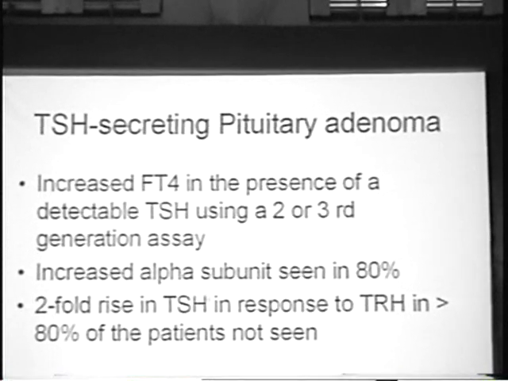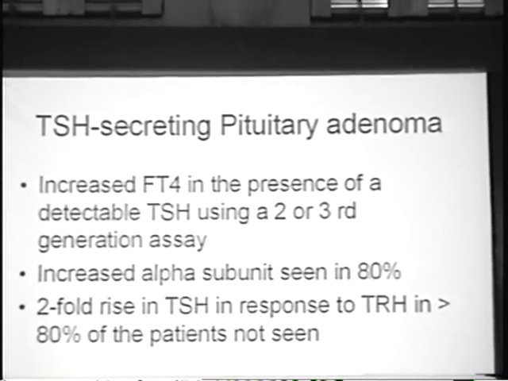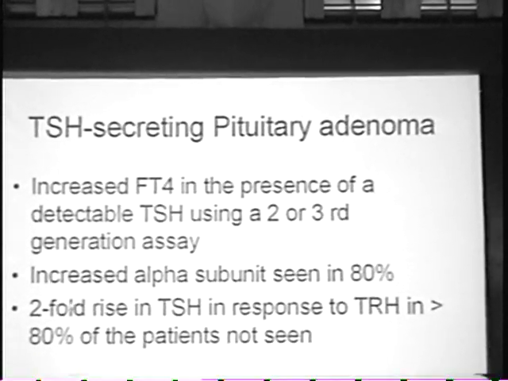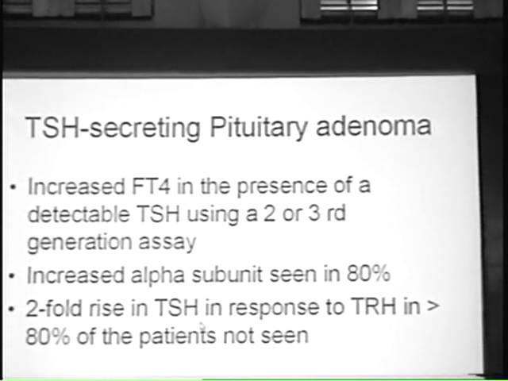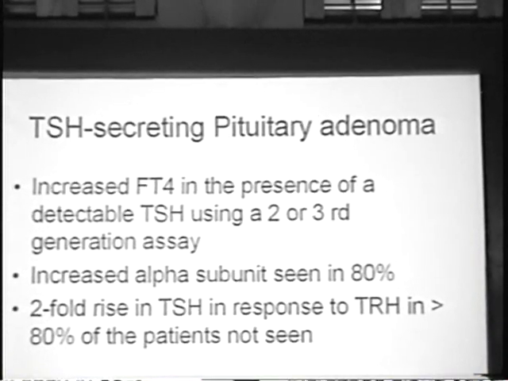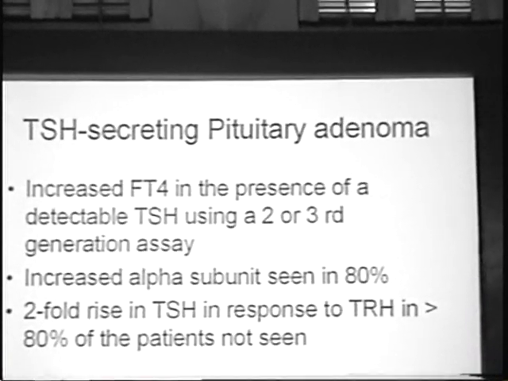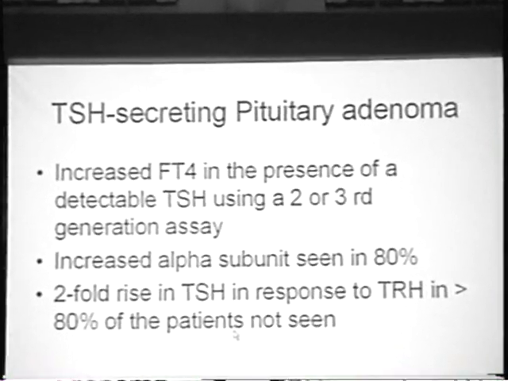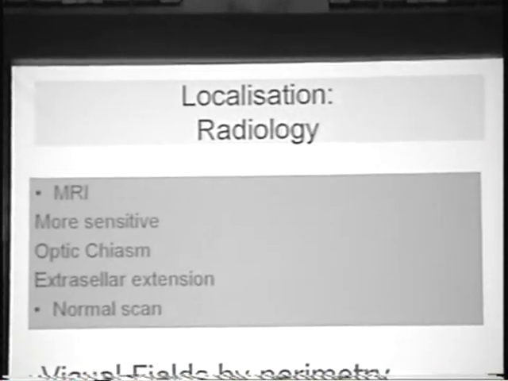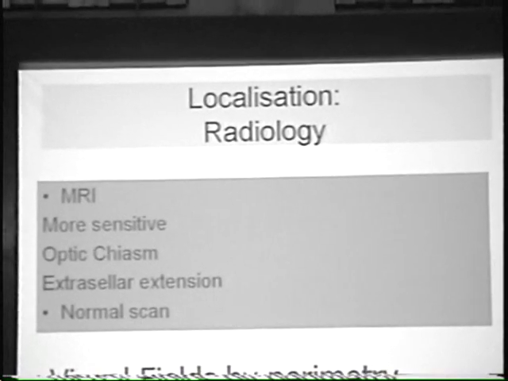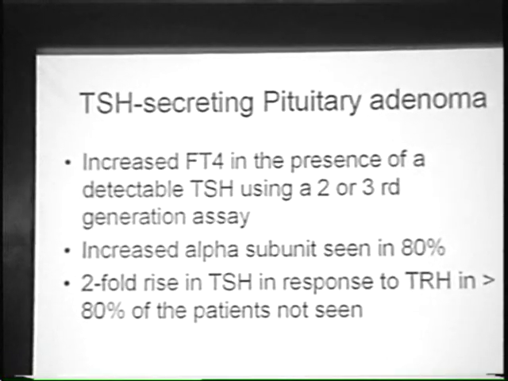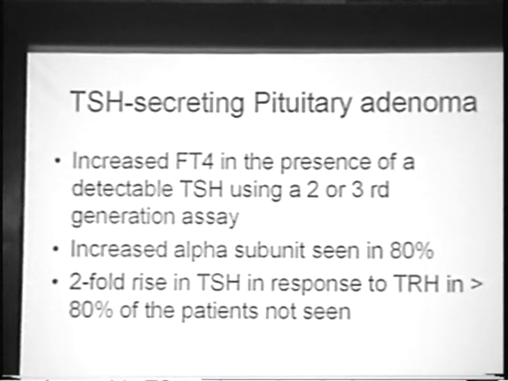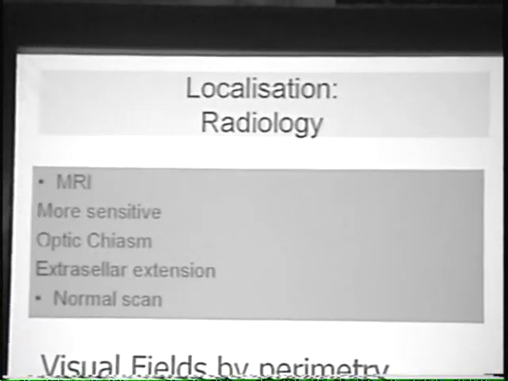Sometimes the patients also have an alpha subunit in 80% of the cases, and when you do your TRH test, there's normally a twofold rise in TSH. Rather, that twofold rise which you expect is not seen in more than 80% of the patients. Free thyroxine, oh sorry, yes, thanks for reminding me.